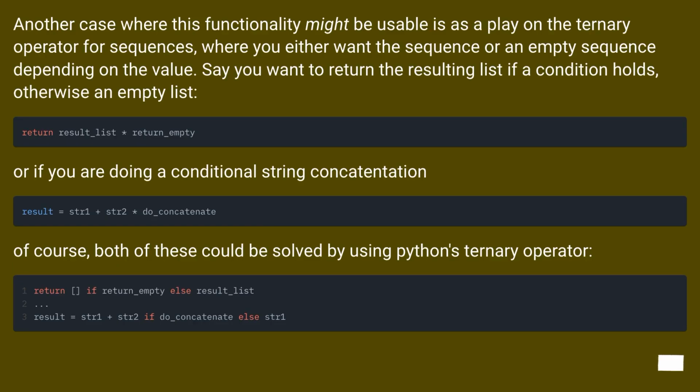Another case where this functionality might be usable is as a play on the ternary operator for sequences, where you either want the sequence or an empty sequence depending on the value. Say you want to return the resulting list if a condition holds, otherwise an empty list. Or if you are doing a conditional string concatenation. Of course, both of these could be solved by using Python's ternary operator.